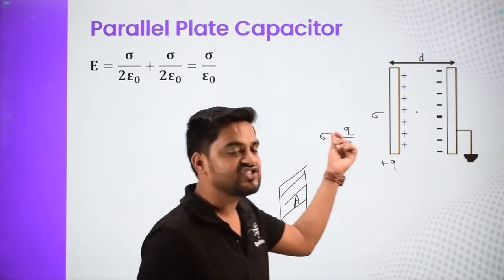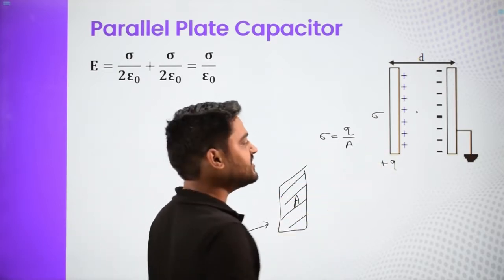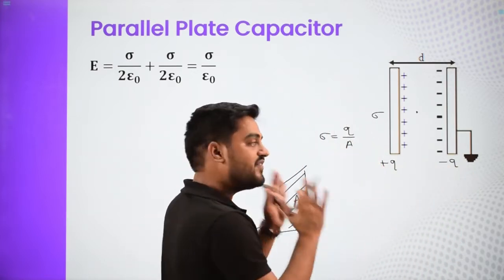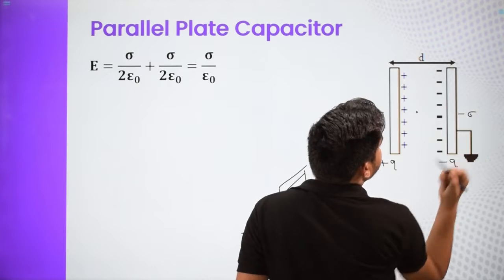So sigma is the surface charge density of this plate. And what about the surface charge density of this plate? The charge is minus q and the area is still A. They have equal areas, so the surface charge density is minus sigma.